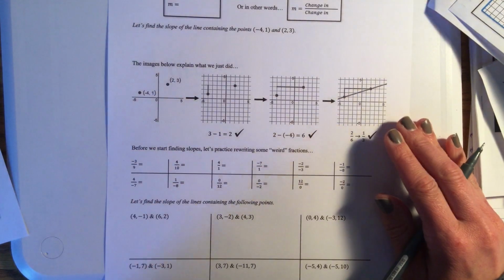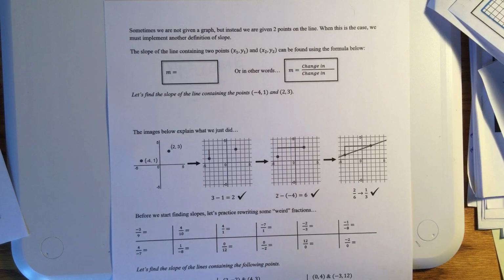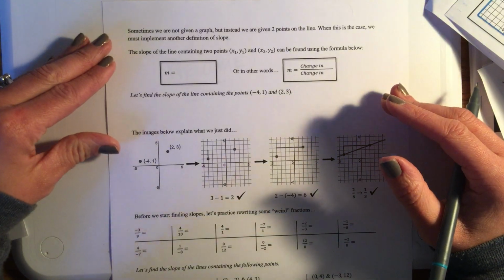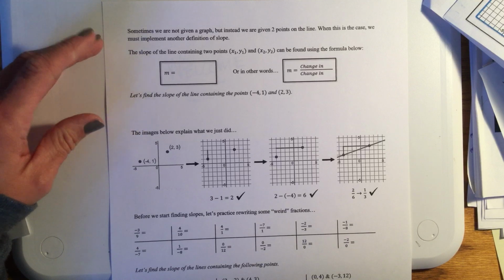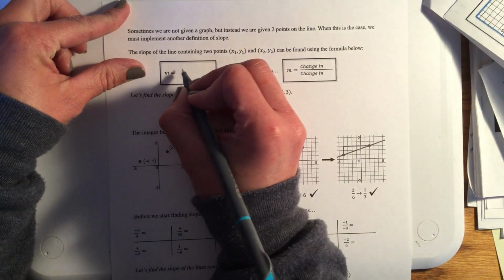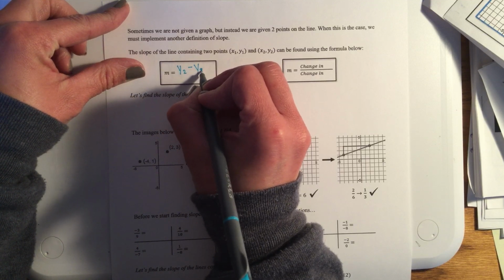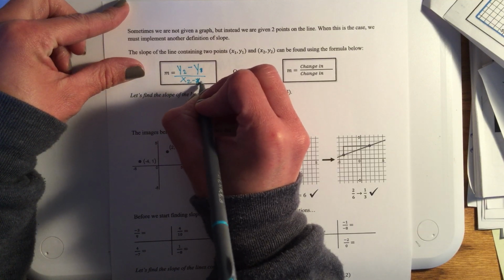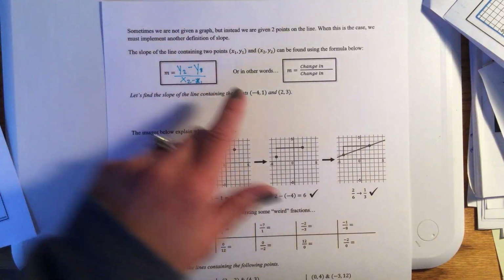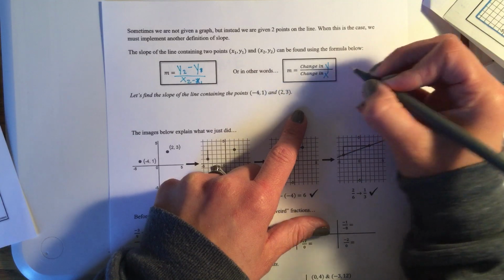Okay, so it says sometimes we are not given a graph, but instead we are given 2 points. And this is what I really didn't go into detail. This is what I was kind of saving for today. When this is the case, we must implement another definition of slope. And this is a slope formula. So we wrote this down in your notes, but we only practiced like 2 problems. Oops, that's y1. Having trouble writing today. Or in other words, change in the y over change in the x.